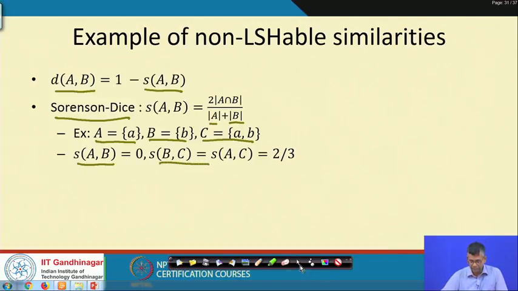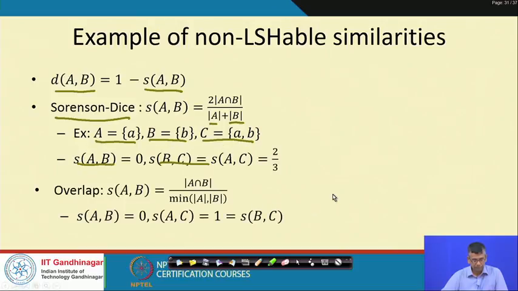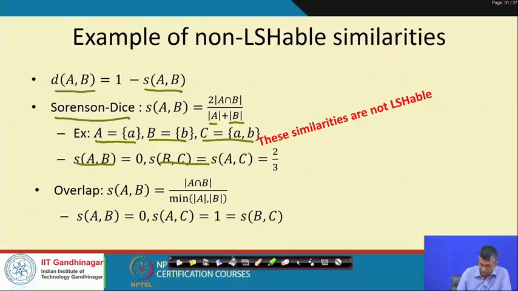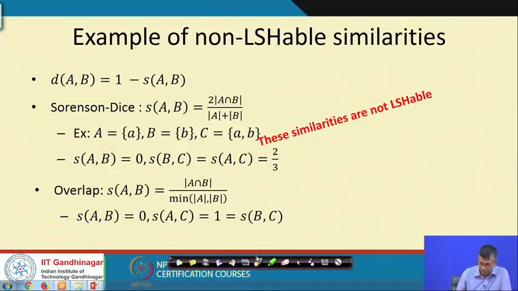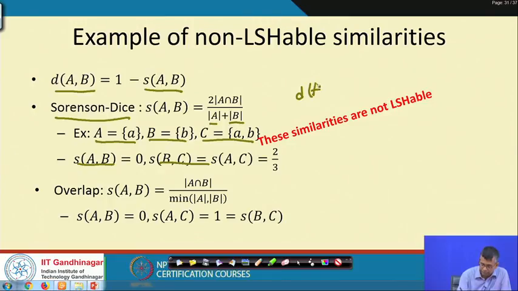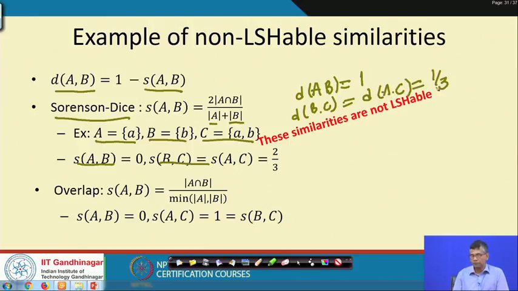What that means is that if you take the corresponding distance functions, the distance of AB would be 1, distance of BC equal to distance of AC would be equal to 1/3, right. So, this does not obey triangular inequality. Okay.